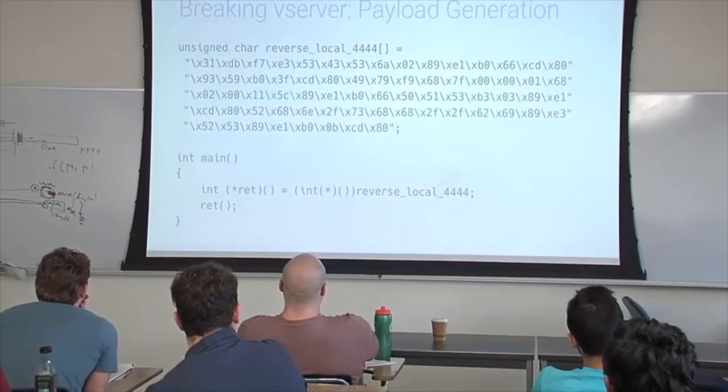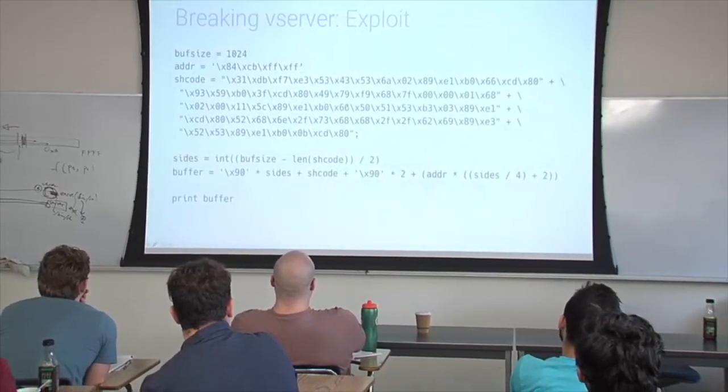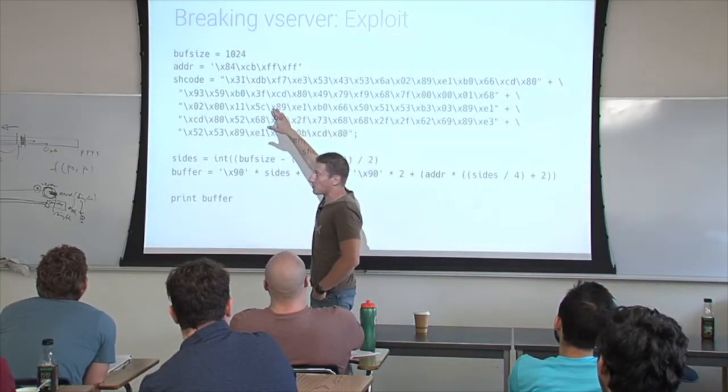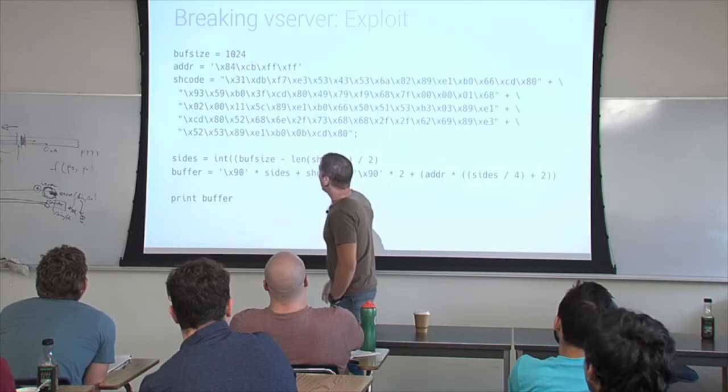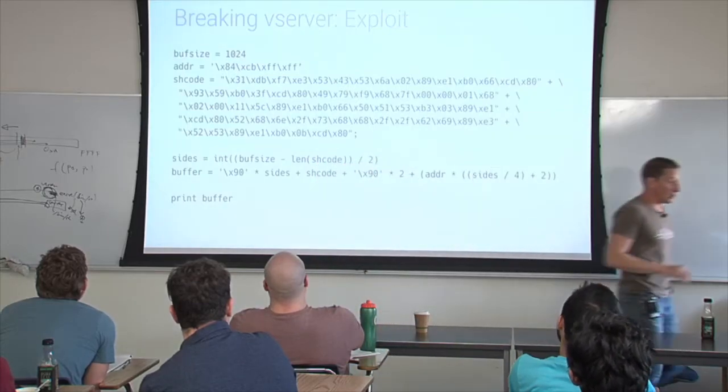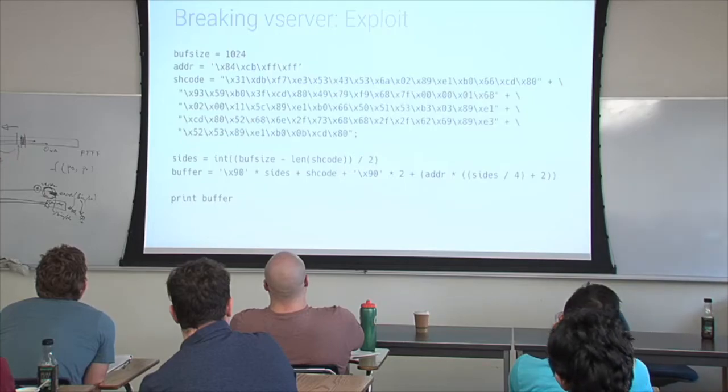Now that you want to do the exploit, we know that the buffer is 1024, at least that's our thing. We remember when we were looking at the stuff before.